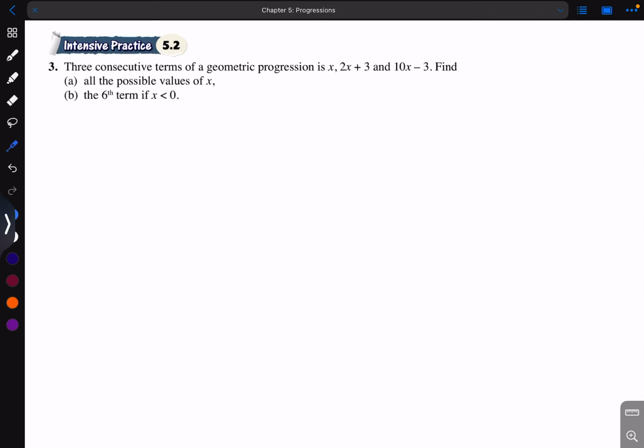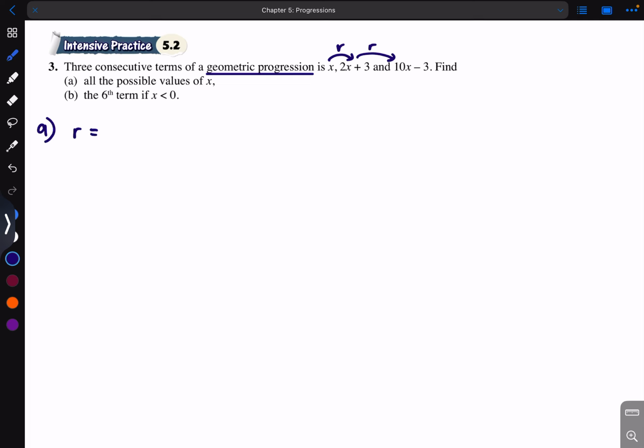Intensive practice 5.2, question 3. Three consecutive terms of a geometric progression is given. Find all the possible values of x. Okay. So for a geometric progression, we must know r must be a constant.